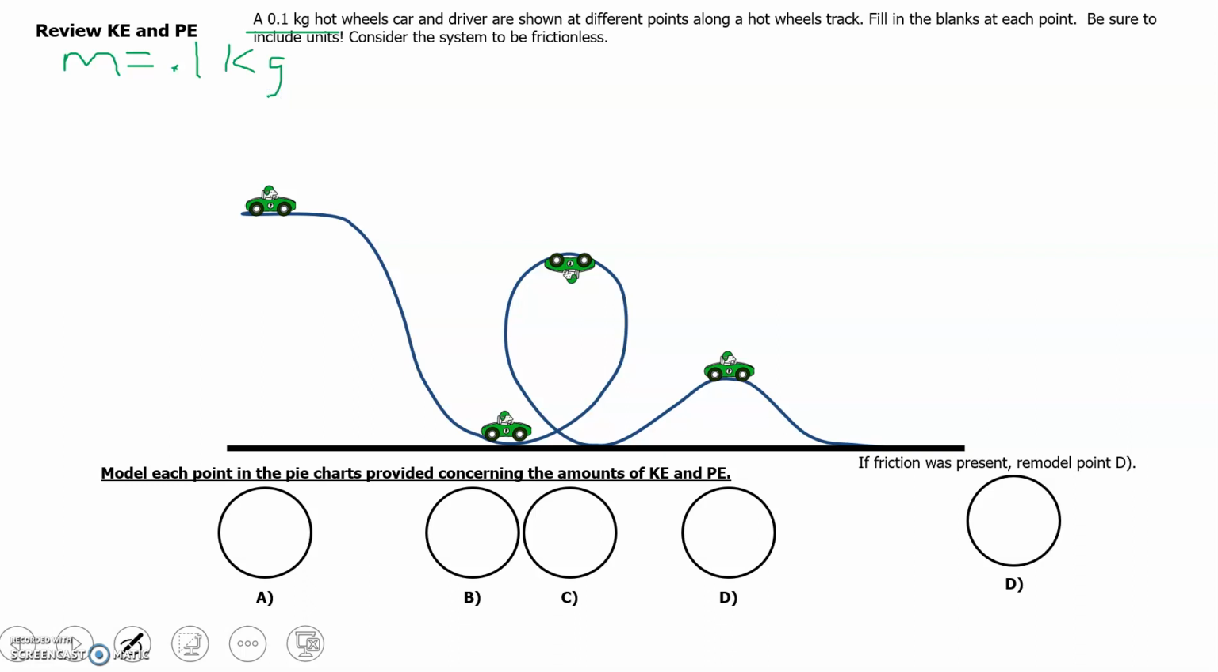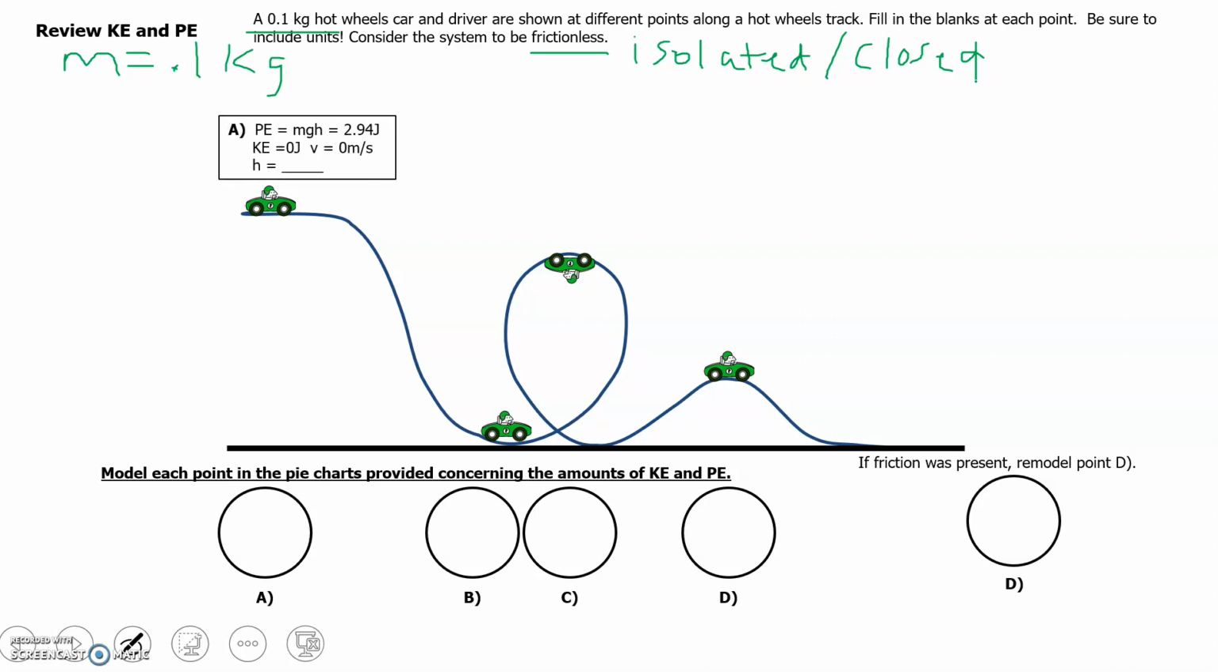And the car and the driver are shown at different points along a Hot Wheels track. Fill in the blanks at each point. Be sure to include units. Consider the system to be frictionless. So we're saying that it's frictionless. That means it's an isolated or a closed system. We're not taking into account friction because remember, friction can create heat. So just like whenever you rub your hands together, you're creating friction and that warms up your hands, you'd be creating heat. So we're not going to worry about heat quite yet.